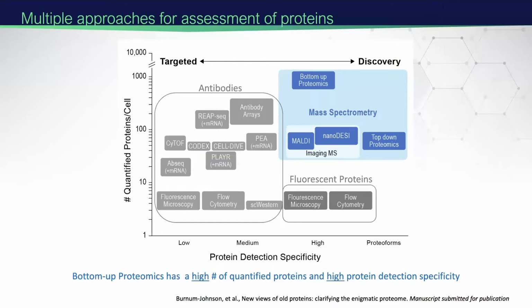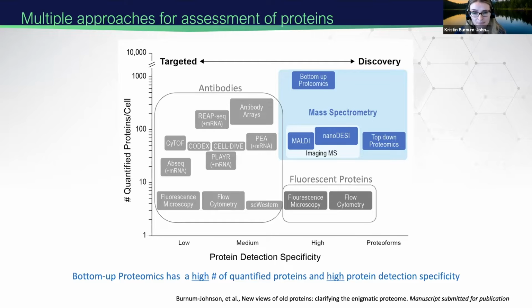Now, there are multiple approaches for the assessment of proteins. Circled on this graph, there are antibody approaches to the left, as you see, and fluorescent protein approaches in the bottom right. Now, I'm not going to spend a lot of time going over these other approaches in detail because in our synthetic biology studies, we want to quantify a lot of proteins with high specificity, and mass spectrometry-based proteomics can do that, especially bottom-up proteomics, which is in the top of that blue mass spectrometry box that you see in the upper right.